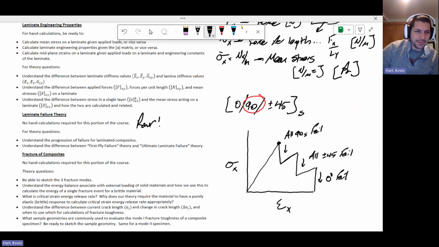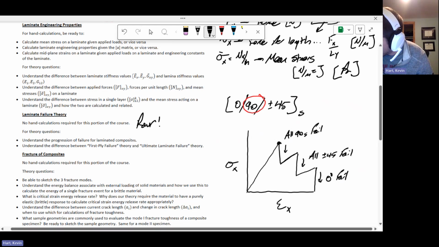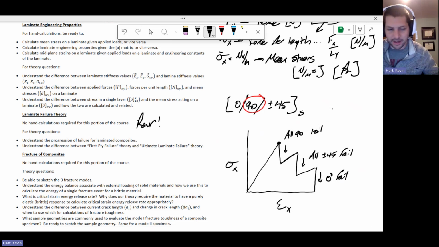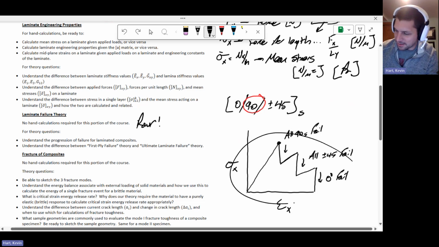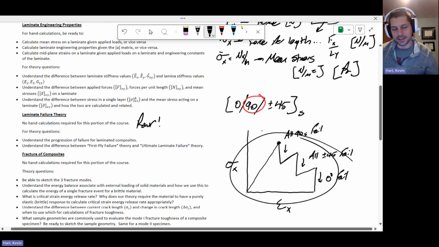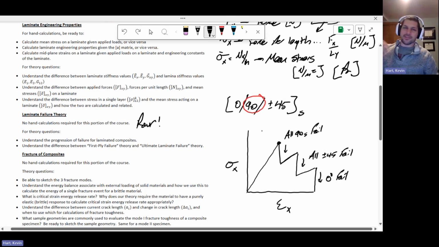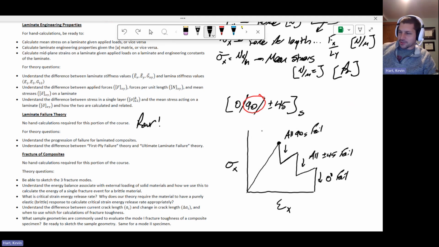In practice, it doesn't really happen like that. In practice, what happens is a much more gradual situation. Load, load, load, and then maybe the 90s will start to fail a little bit, and then all of a sudden you'll start loading back up with the other guys. So it's much more progressive in reality, but the theory says that the 90 layers would all fail catastrophically, then the 45 layers all catastrophically, and the zeros all catastrophically. So that's the general progression of failure for laminated composites.